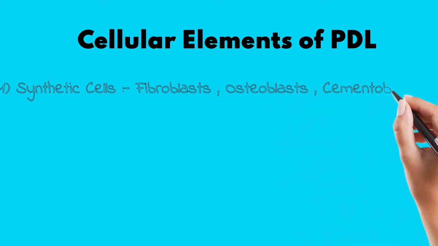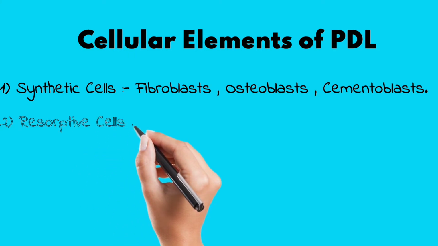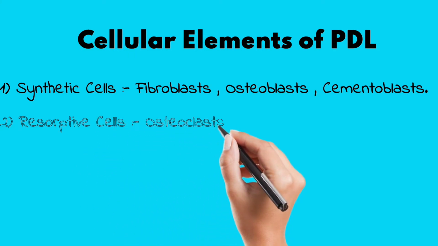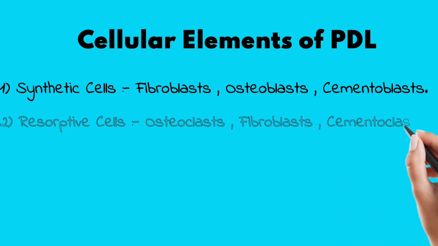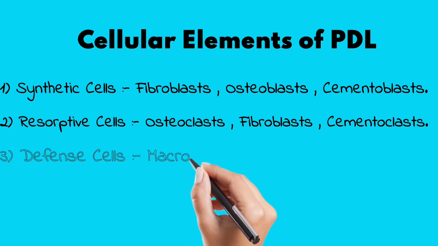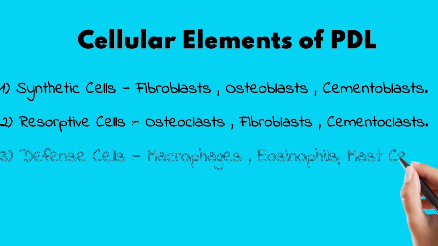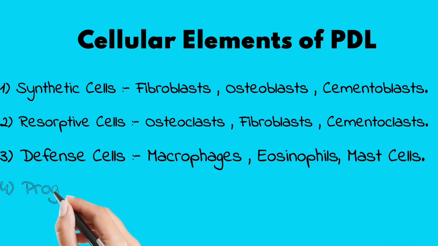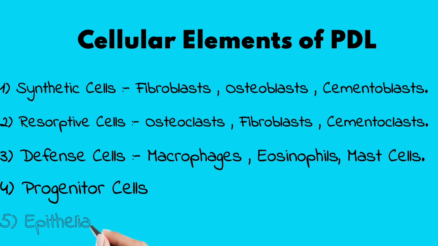Next, we'll study the cellular elements of the periodontal ligament. First, we have the synthetic cells, which are the fibroblast, osteoblast, and the cementoblast. Next, we have the resorptive cells, which are osteoclast, cementoclast, and the fibroblast. Third, we have the defensive cells, which are the macrophages, eosinophils, and the mast cells. Fourth, we have the progenitor cells, and finally, fifth, we have the epithelial cell rests of Malassez. Next, we'll study each of these in the upcoming slides one by one.